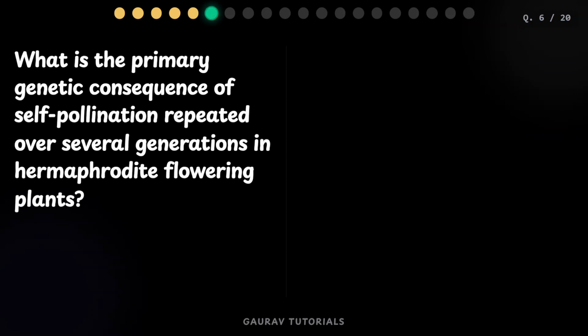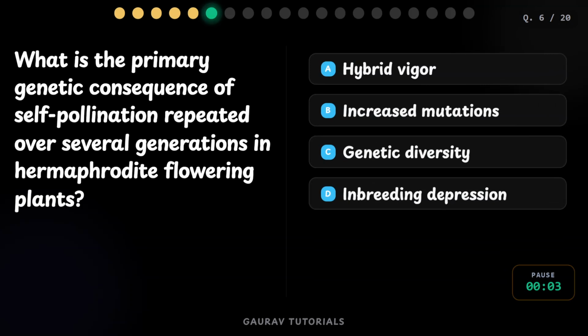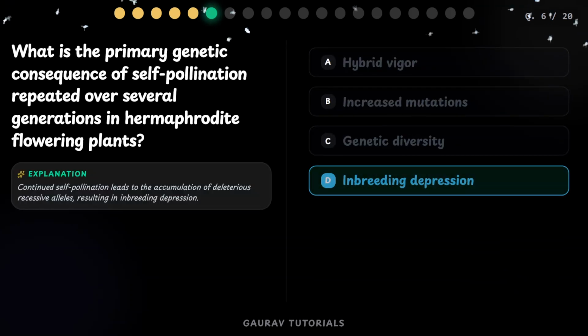Question 6. What is the primary genetic consequence of self-pollination repeated over several generations in hermaphrodite flowering plants? The options are and the correct answer is option D, inbreeding depression. When the continued self-pollination occurs, it leads to accumulation of deleterious recessive alleles. This results in inbreeding depression.